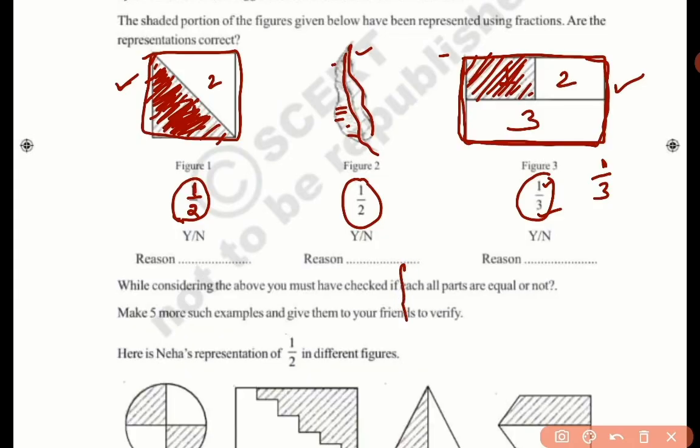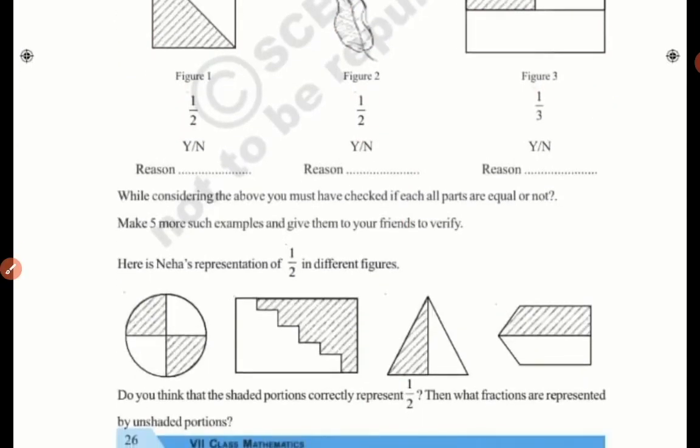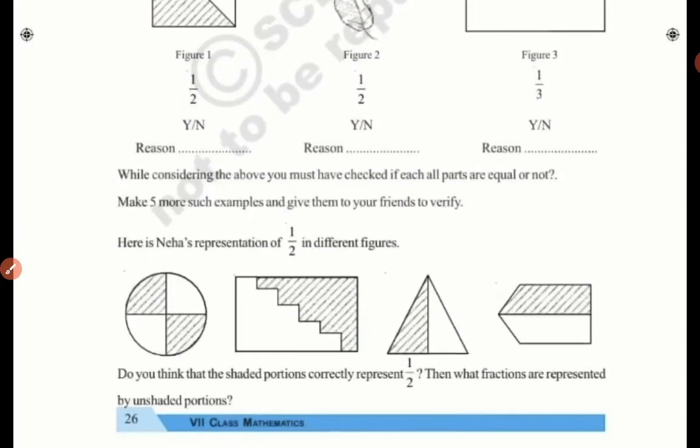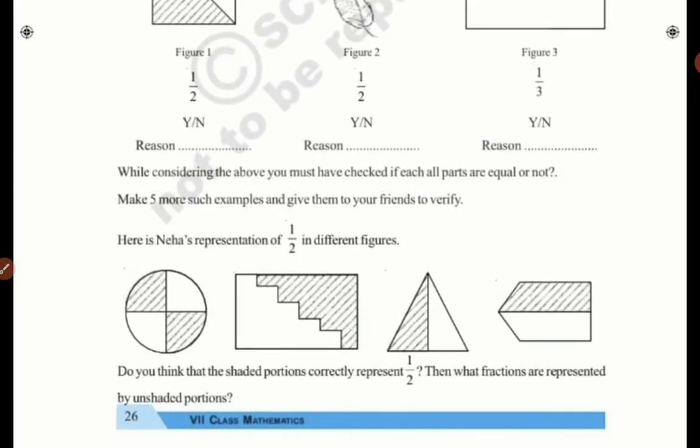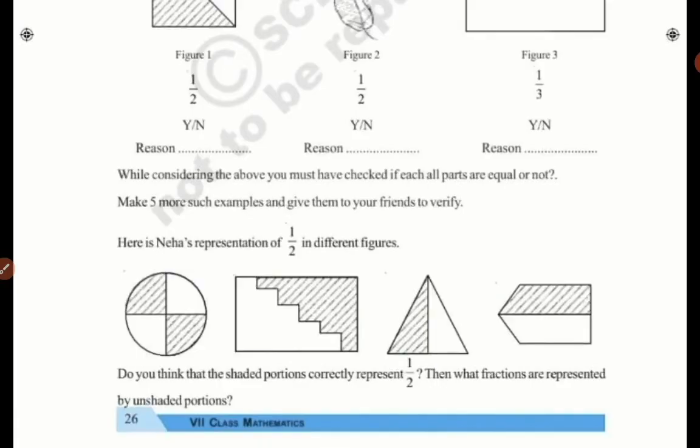All right, so look at these pictures. Think about these pictures. Students, do you think that the shaded portions are correctly represented as halves or not? And what fractions are represented by the unshaded portions? Just think about this by yourself and see, is this correct? I will tell you the first one. The first one I already had shown.